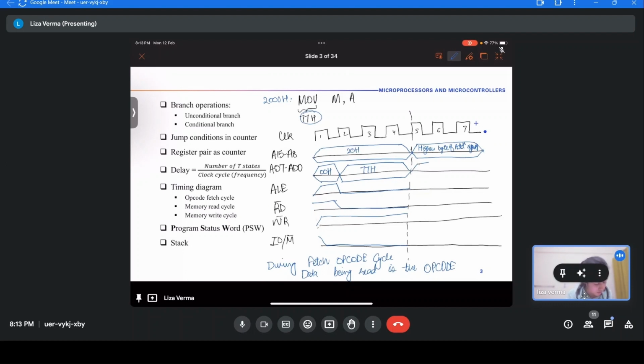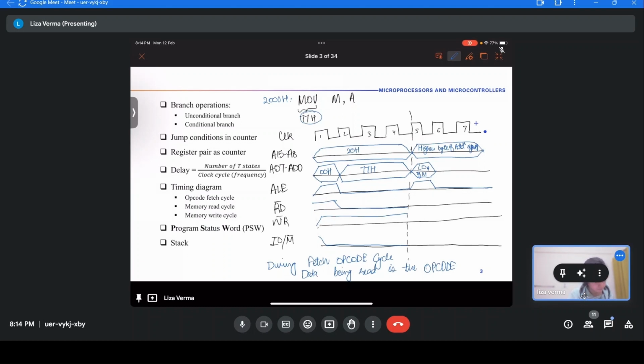During T5, this will have the lower order byte of address of M. Since it has to be 8085, all the lines have to be high. ALE will be high, and then it will go low. And now is the change.